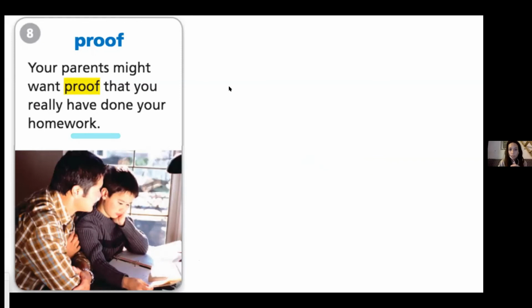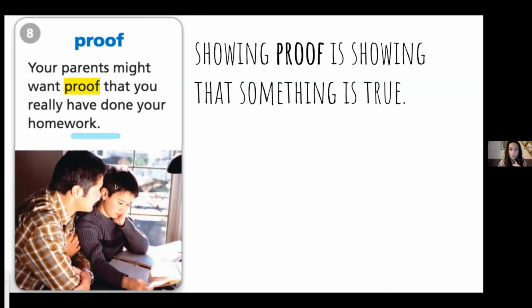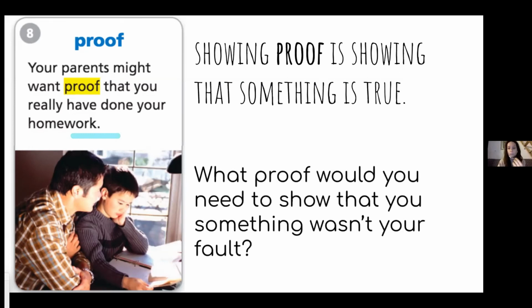Tutman, can you read our proof sentence, please? Your parents might want proof that you really have done your homework. Okay, so showing proof is showing that something is true. So another word for proof is like evidence. You give someone actual evidence. You say, look, here it is. Now you can see that I'm telling the truth. Here's the proof. So what kind of proof would you need to show that something wasn't your fault?